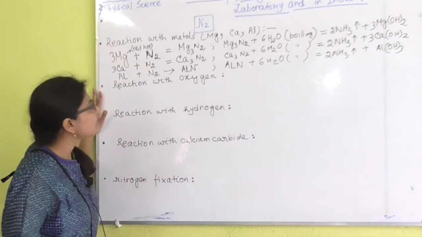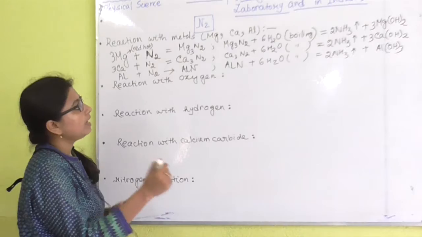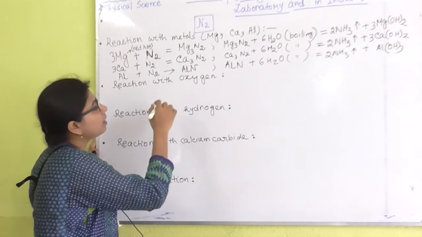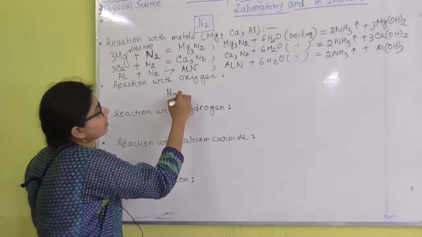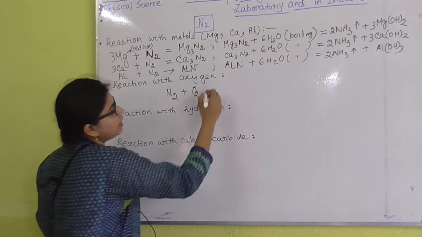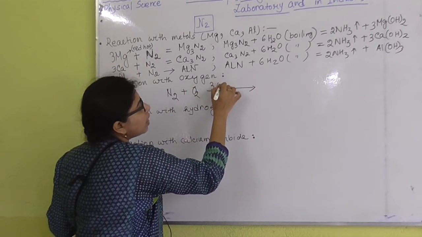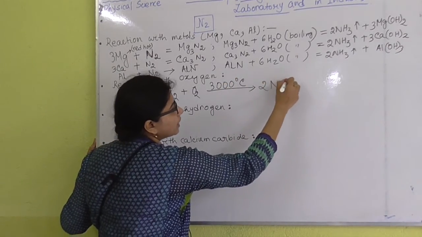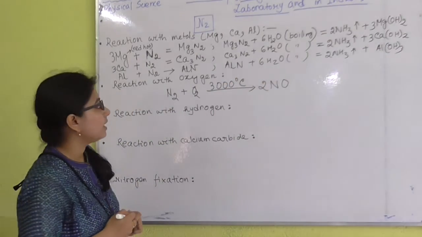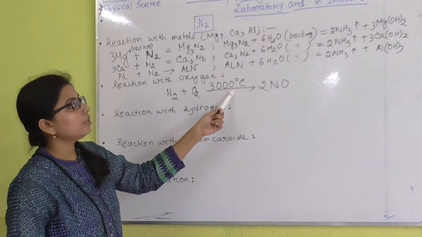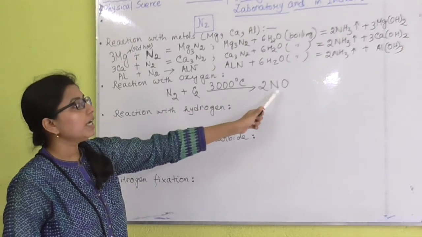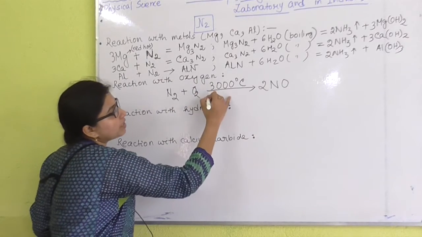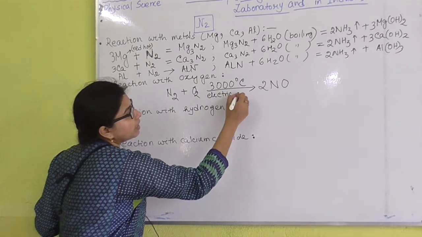Okay. The next thing is reaction with oxygen. This reaction is known to you because in your life science you have already read this, that is nitrogen and oxygen in presence of 3000 degrees Celsius temperature, both of them will react to form nitric oxide, that is N2 plus O2 at 3000 degrees Celsius temperature, it will form nitric oxide, that is NO. This huge amount of temperature is created by using electric spark.